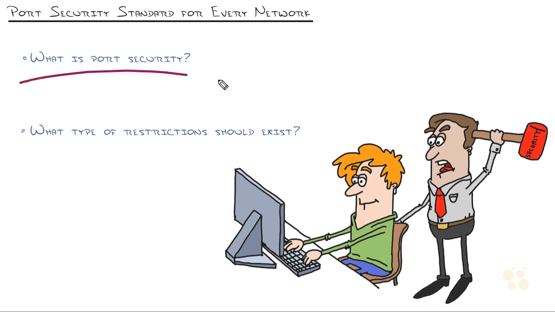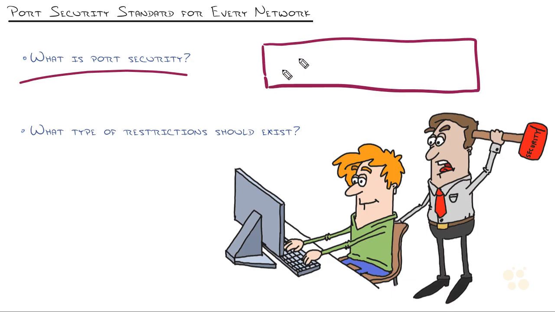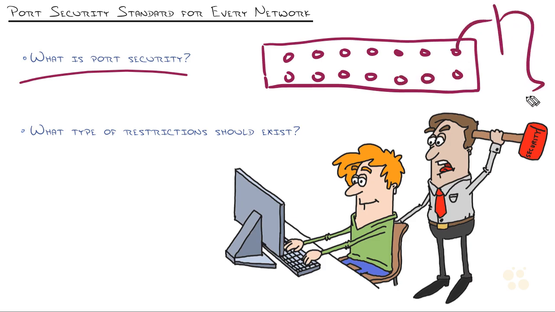So what is port security? Well, simply put, it's the ability to control what or how many of something plug into every single port of your switch. Now we know we have these switches and they have a whole bunch of ports that connect to the patch panel, and that patch panel goes to all the different wall jacks in our environment. And it's at that point that our user can plug stuff into it.